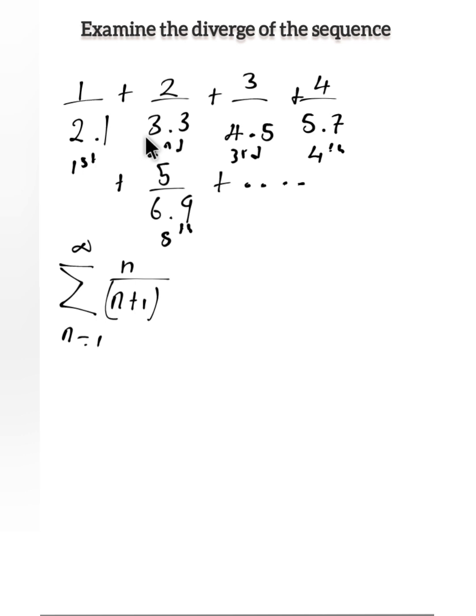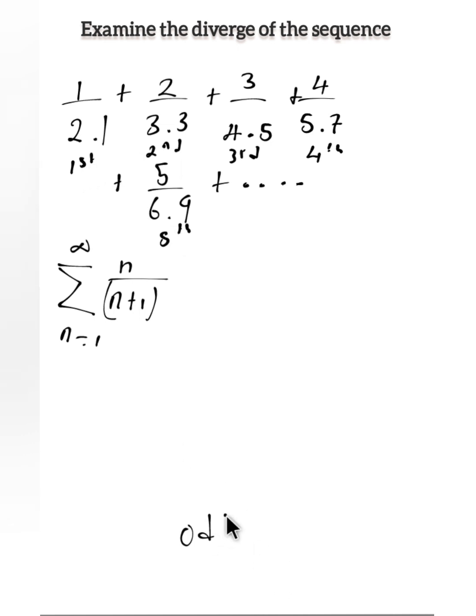So what about this other part, 1, 3, 5? In the first term, it's 1, second term 3, third term 5, fourth term 7, fifth term 9. If you observe, these numbers are moving in odd numbers: 1, 3, 5, 7, 9. For us to get odd numbers, there's a rule for it. The general rule for odd numbers is 2n minus 1. 2n minus 1 will always give us odd numbers.